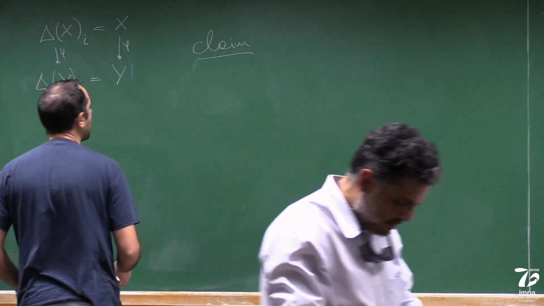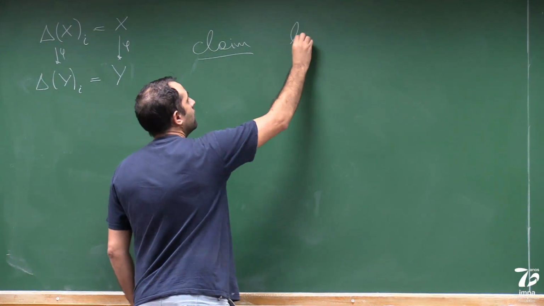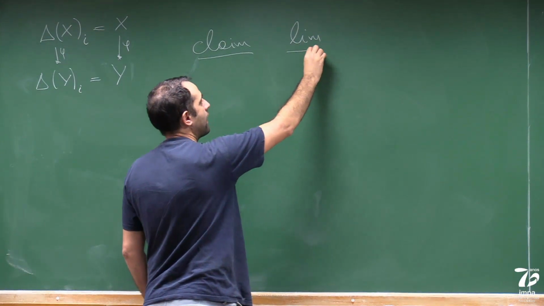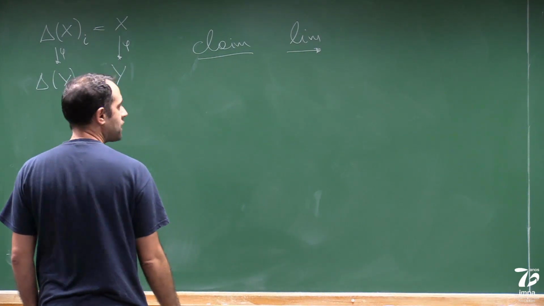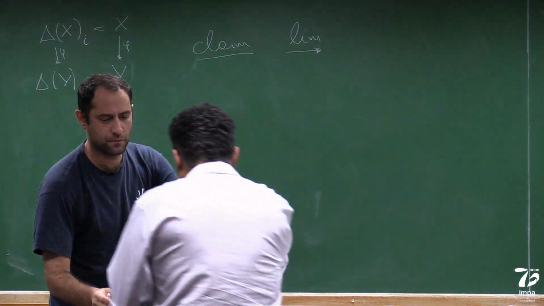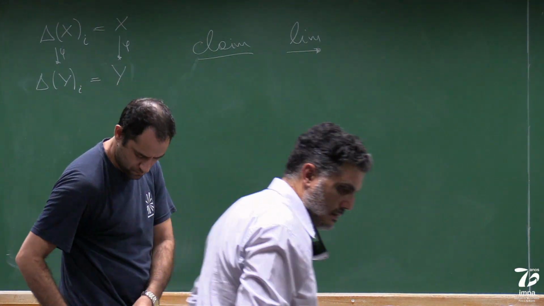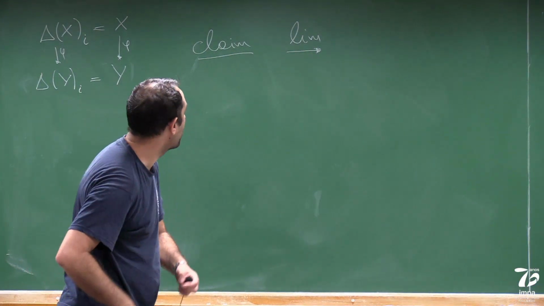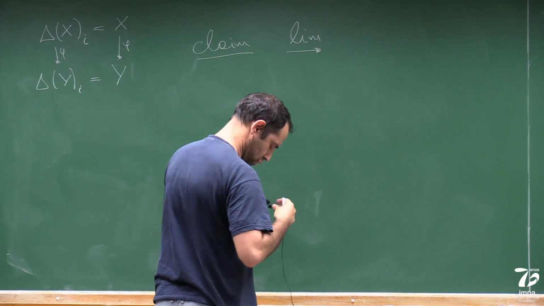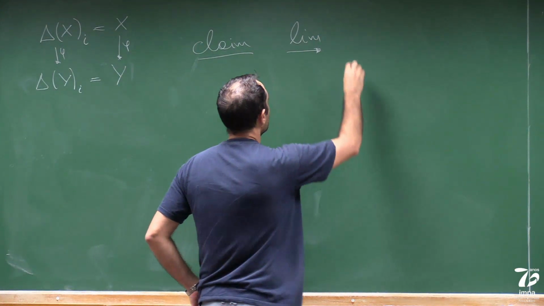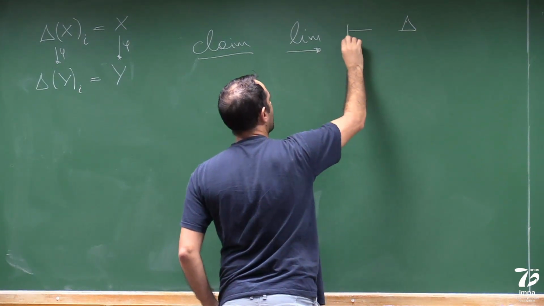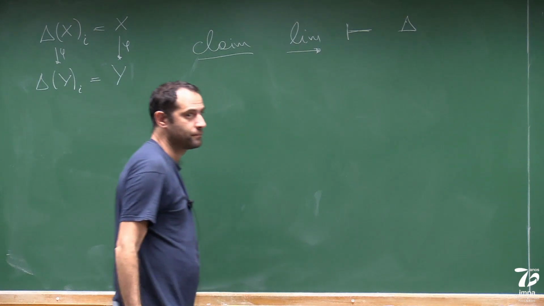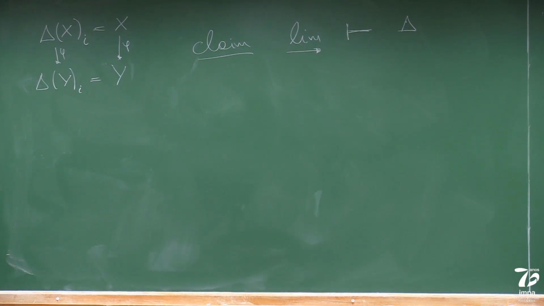Alright, so claim. The colimit... I haven't proven that it's a functor. Let's check that it's a functor. Alright, so the colimit is left adjoint to that. So let's prove this. There are several flavors to that.